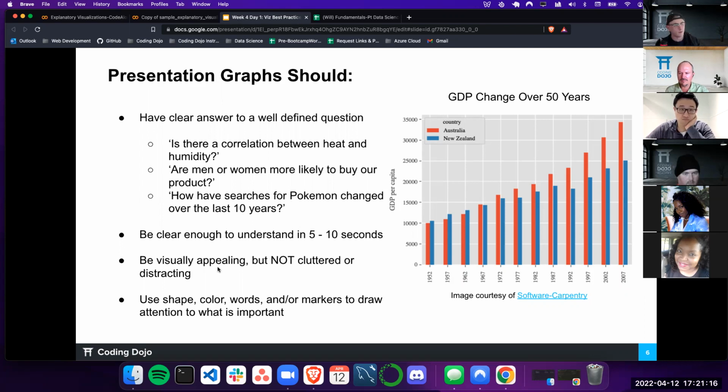We're going to look at a couple after this, and you're going to see some bad examples. We're going to talk through why these are bad, and what some issues there are. We want to use shape, color, words, or markers to draw attention to what's important, right?